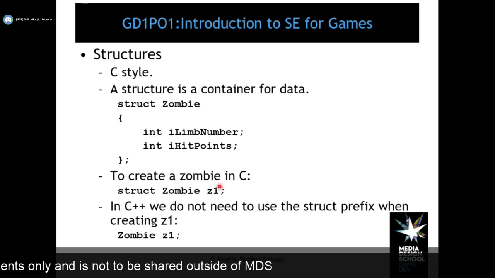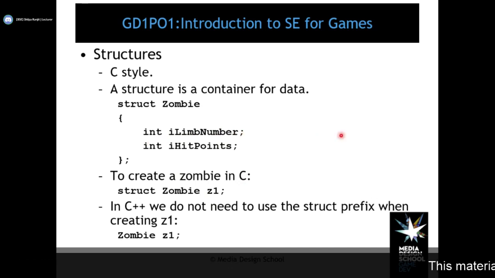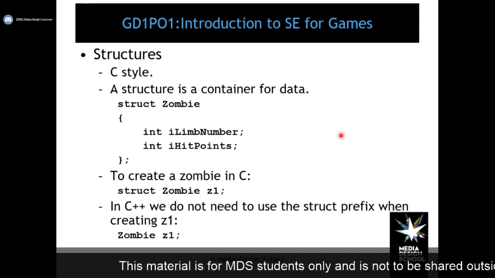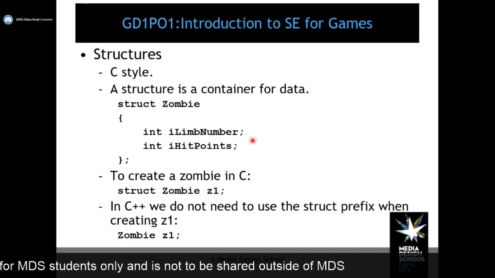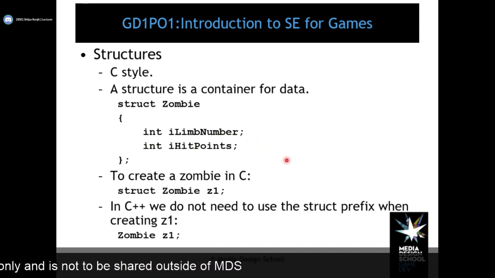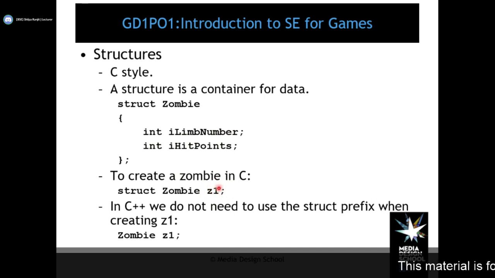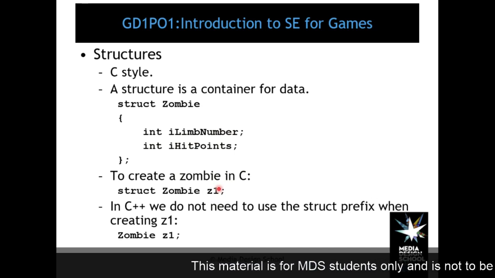So the memory allocated for Z1 in this case would be memory for the limb number. Since it is an integer, in most of our operating systems it usually takes 4 bytes. It could also take 2 bytes, but usually we expect that it takes 4 bytes. So it is 4 bytes for the limb number and 4 bytes for the hit points, so 4 plus 4, that is 8 bytes allotted for the Z1 zombie. Z1 is like the name of the zombie, or you can't say name exactly. It's just the name of that zombie object that has been created.